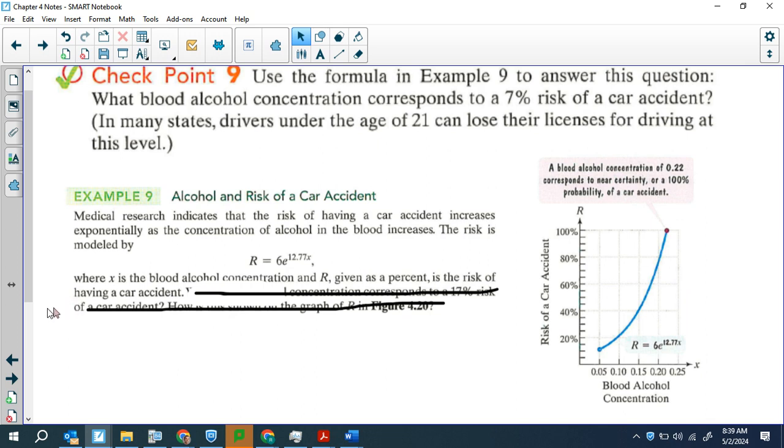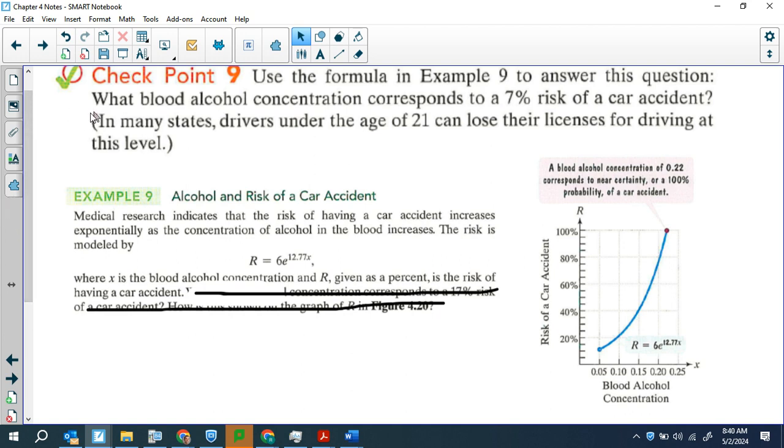Okay, so that's like what you talked about when you took your driver's test, and they talked about blood alcohol content of 0.08 for 21-year-olds, 0.01 for under 21-year-olds, and R is the percent of having it crash. Okay, so x is the blood alcohol content, R is the percentage of the risk.